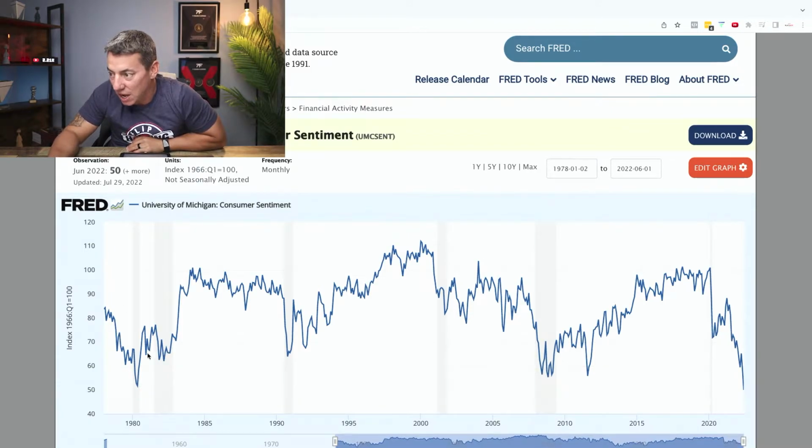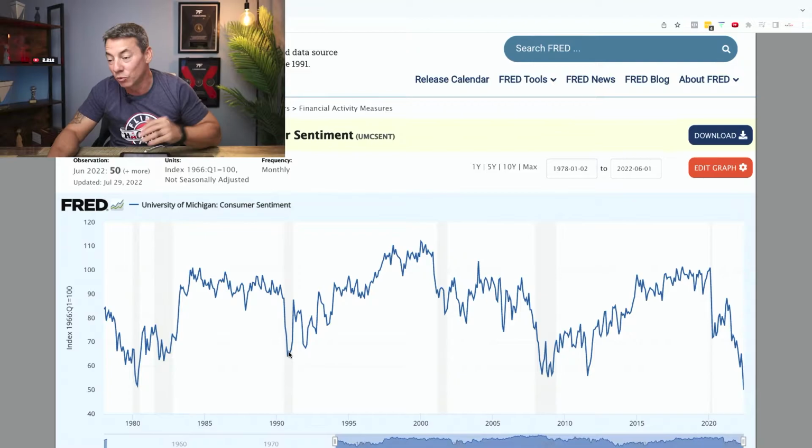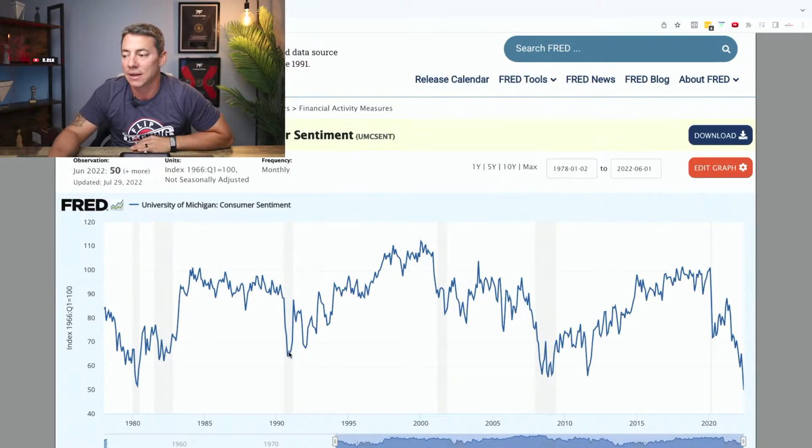You can see it goes up and down, and there are drops and really fast dips and things like that based on what's happening. So I'm going to go through some of these. You can see in the gray, each of these gray areas are recessions. And so we're going to talk through that.